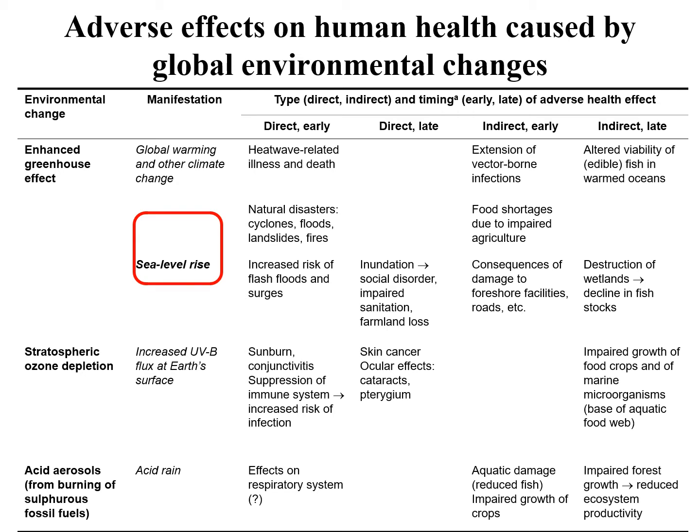Stratospheric ozone depletion increases ultraviolet radiation. This will lead to sunburn, conjunctivitis, suppression of the immune system, increased risk of infection. Skin cancer, ocular effects, cataracts, pterygium, impaired growth of food crops and of marine microorganisms. Acid aerosol will lead to acid rains, effects on the respiratory system, aquatic damage, impaired forest growth.